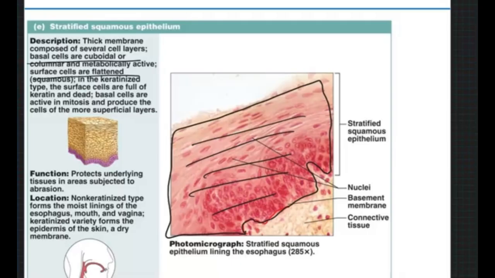Sometimes this epithelium can be keratinized. So cells on the surface can be filled with a protein called keratin, and these cells are dead. On the contrary, basal cells actively divide. So you can think of it this way. Basal cells divide and push other layers to the surface. On the way to the surface, those cells slowly die, so when they reach the surface, they're dead.